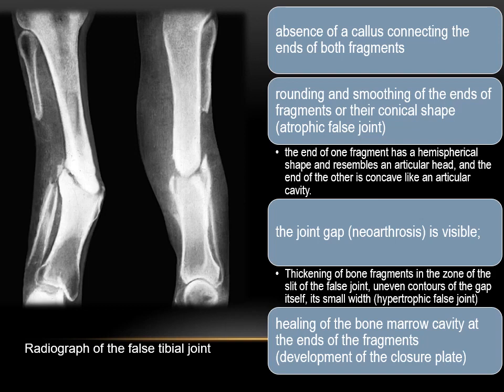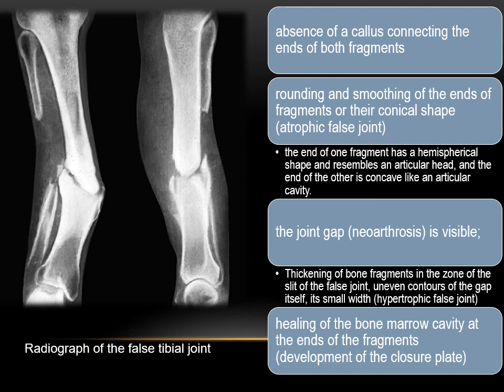And how to find it? Here we have an X-ray. What can we see in the fracture zone? Absence of a callus. The periosteal callus is normally most actively visible, and it is not present. The ends of both fragments do not connect. Not only do they not connect, they begin to round off and smooth out. If they take a conical shape, then we need to talk about an atrophic false joint.